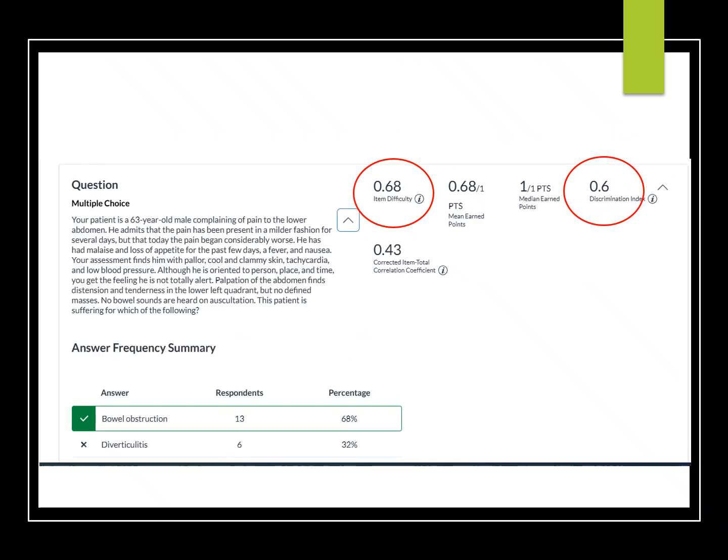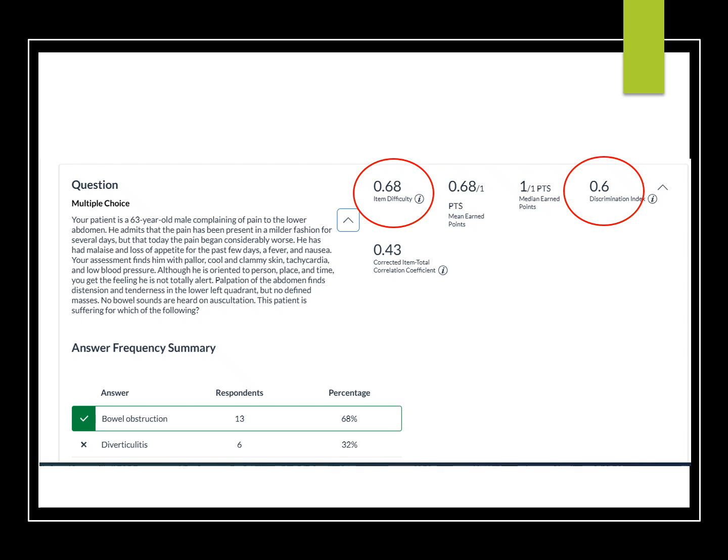Now looking at the scenario-based question, the students were pretty much divided between a bowel obstruction or diverticulitis on this patient. This question performed quite well though. The item had a difficulty index of 0.68, which means 68% of the students got it right. Out of the 20 students though, that's about 13 or 14 correct responses. This places the question in the moderately difficult range, which is ideal for most exams. It's challenging enough to test understanding, but not so hard that it frustrates students.